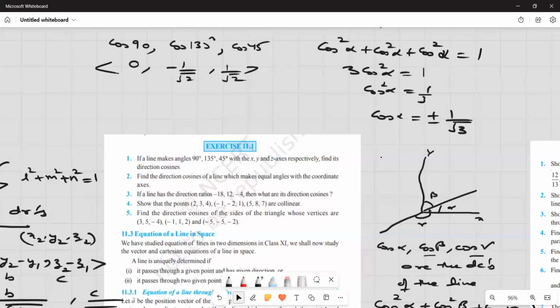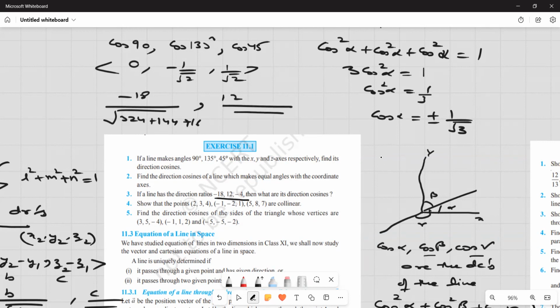Next, if a line has direction ratios minus 18, 12, and minus 4, what are the direction cosines? So minus 18 upon the square root of 18 square, 324, plus 12 square, 144, plus 4 square, 16. Then 12 upon the same, and minus 4 upon the same. So check what value is coming.